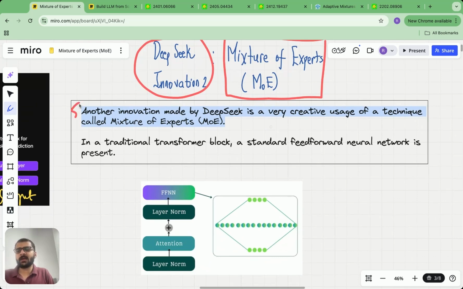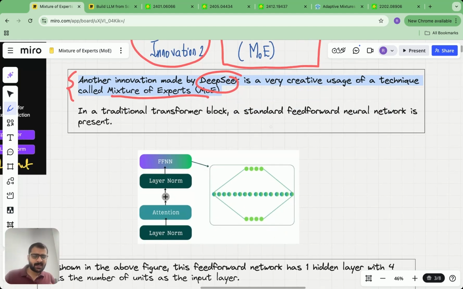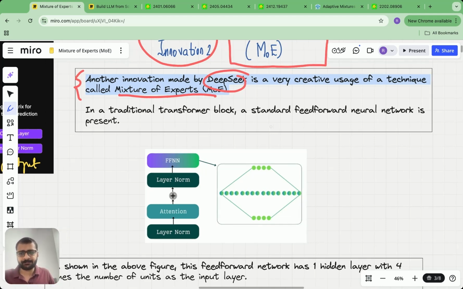So as I've written here, another innovation made by DeepSeek is a very creative usage of a technique called mixture of experts. Okay. So first, let's start understanding how mixture of experts is used in language modeling. In these series of lectures, since they are very focused on LLMs, I'm not going to give you a historical context of mixture of experts because there is a whole literature on that. I'm directly going to start with language modeling.